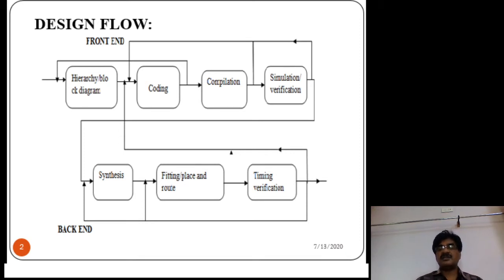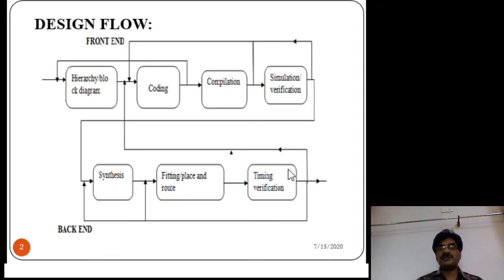After that, the process is called placement and route. In placement and route, whatever list is generated by the process of synthesis, those gates or blocks are properly placed in the given area and also routed properly to avoid delays, etc.